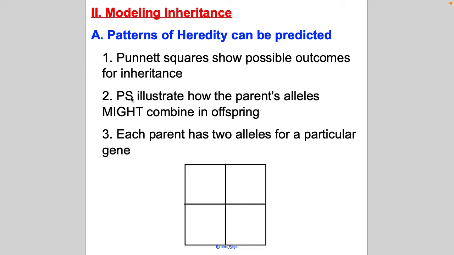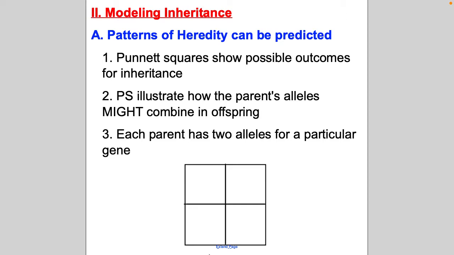I abbreviated Punnett squares here, PS. They illustrate how the parents' alleles might combine in the offspring. The thing I want to stress here is how they might combine. It doesn't mean that's exactly what they're going to turn out to be. And just remember that each parent has two alleles for a particular gene.